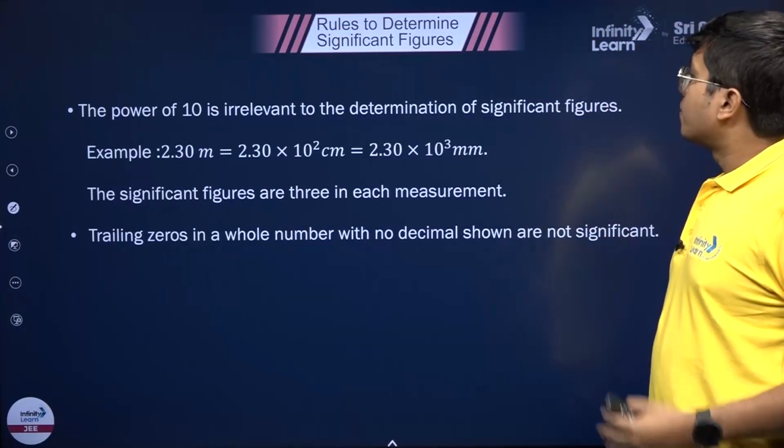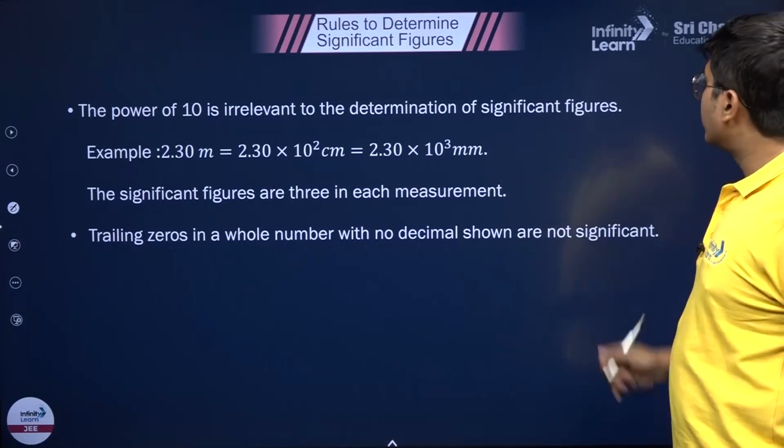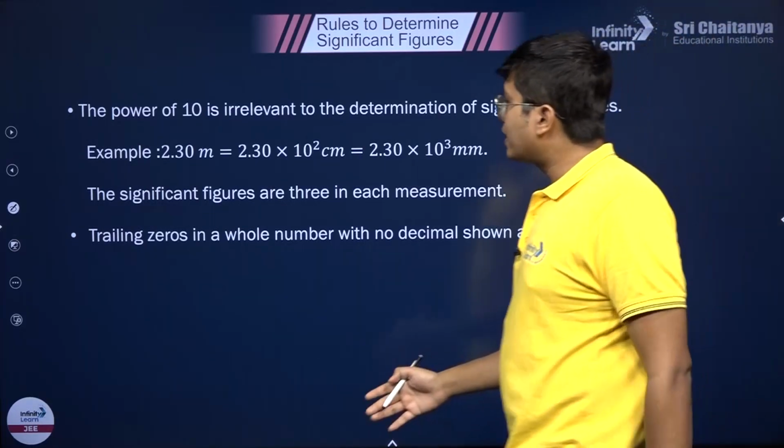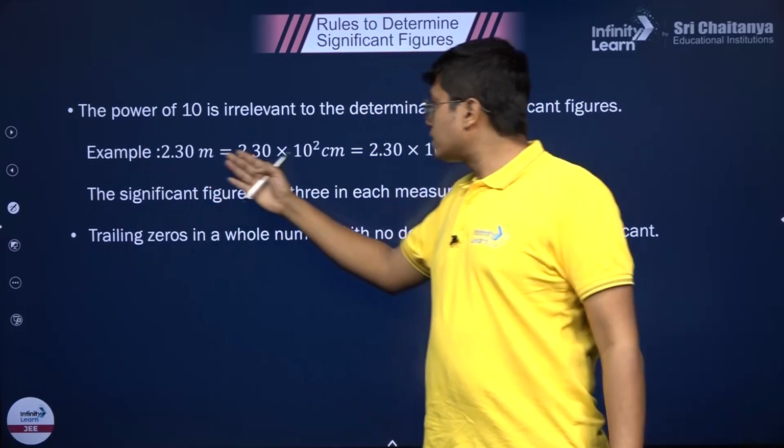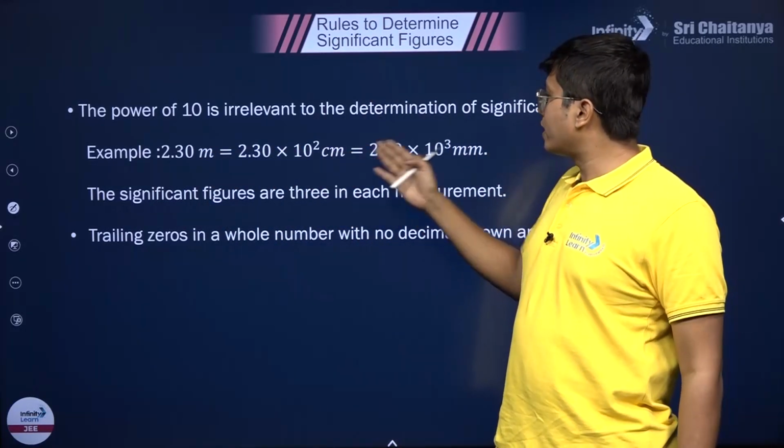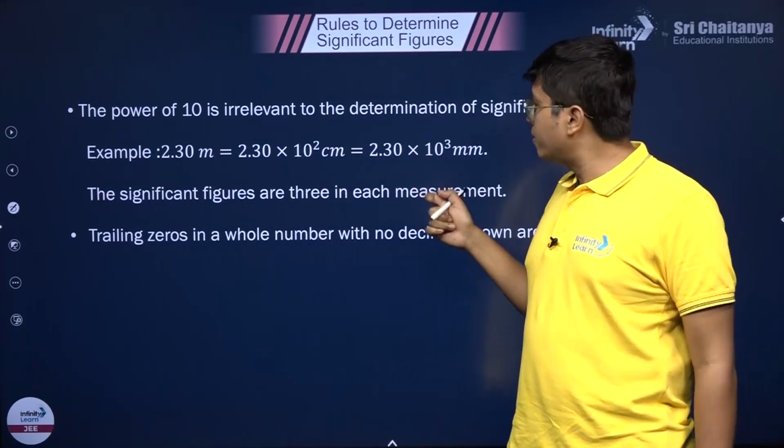Next up, the power of 10 is irrelevant to the determination of significant figures, which means like this 2.3 meter could be represented as 2.30 times 10 to the power 2 centimeter, 10 to the power 3 millimeter.